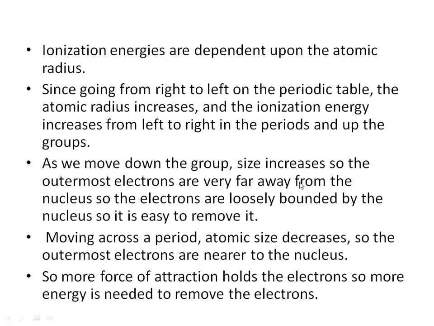As we move down the group, size increases, so the outermost electrons are very far away from the nucleus, so electrons are loosely bound by the nucleus, and it is easy to remove them. That means, students, when a new shell is added, the distance from the nucleus to the last shell is large, the force of attraction is less, so electrons in the outer shell can be removed easily. Down the group shells increase, electrons are loosely bound, so it is easy to remove the electrons in the last shell.